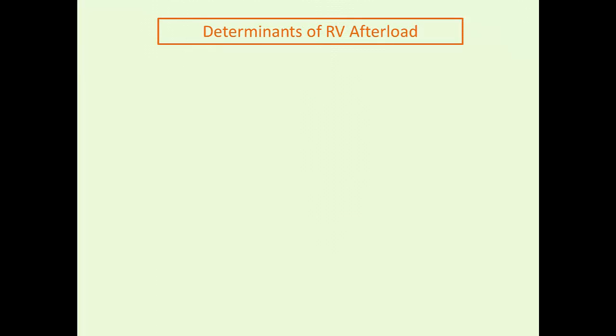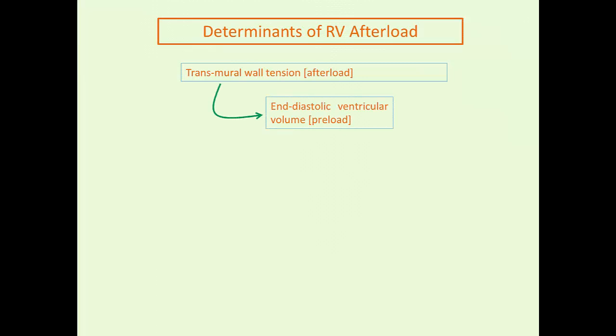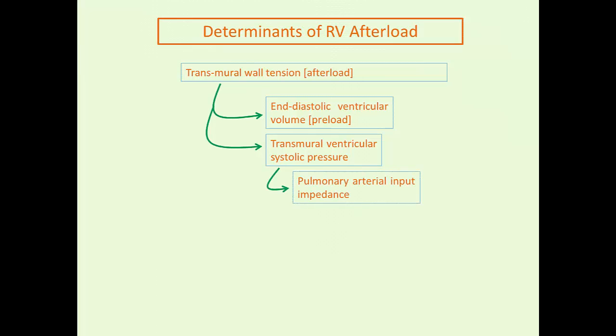So what are the determinants of right ventricular afterload? Well, there's the transmural wall tension that we talked about. This is the ultimate, but we'll use this to model what right ventricular afterload is. So what does this break down to? Well, this breaks down into the preload, the end-diastolic RV volume, which approximates the radius of curvature. So as you increase the radius of curvature, you'll increase the wall tension, and multiplied by the transmural ventricular systolic pressure. So what determines your transmural ventricular systolic pressure?